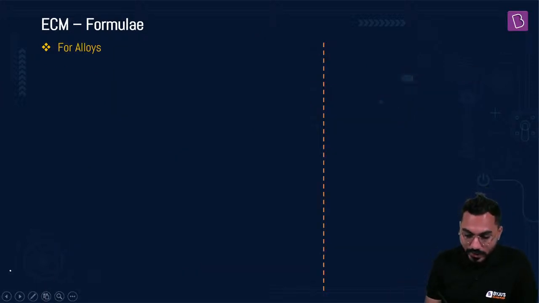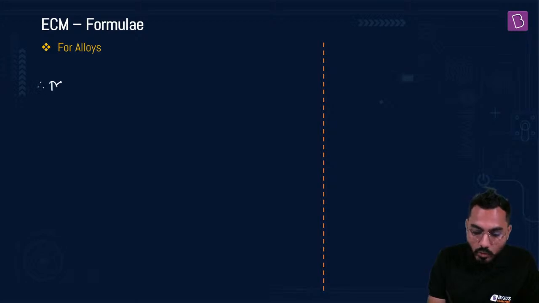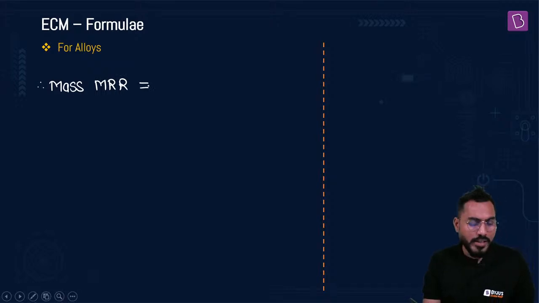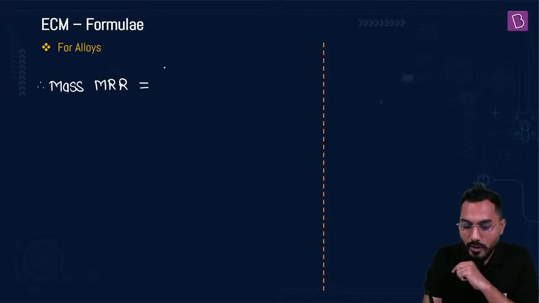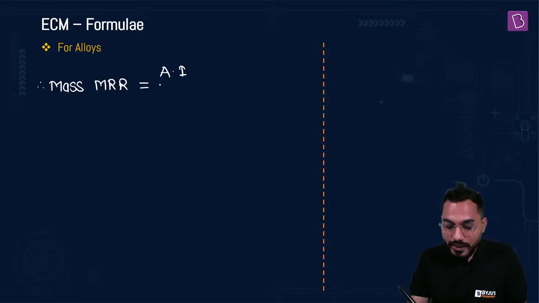Suppose I'll take one example here. Mass material removal rate, MRR. So what is the formula for mass MRR? Sir, it's very simple: A into I divided by Z into F. So I'll say A into I divided by Z into F.